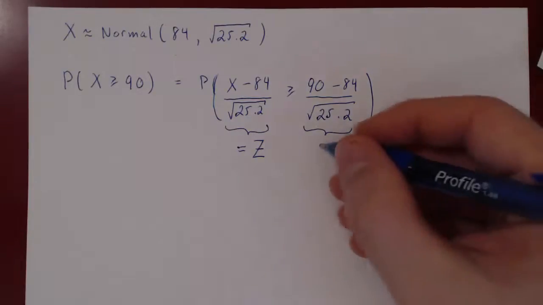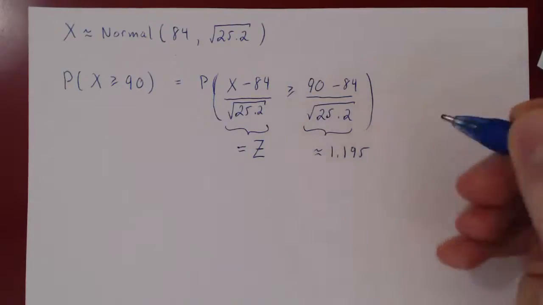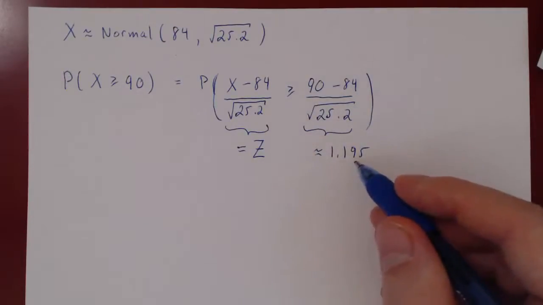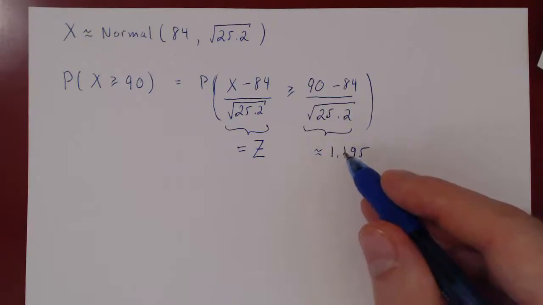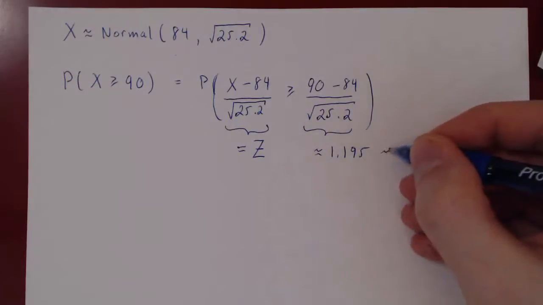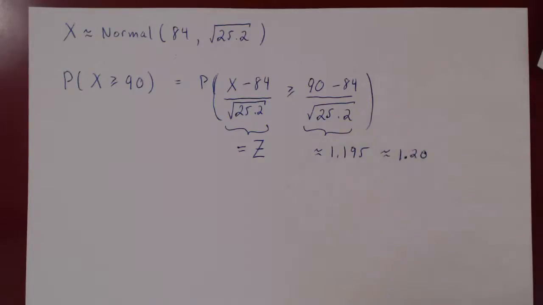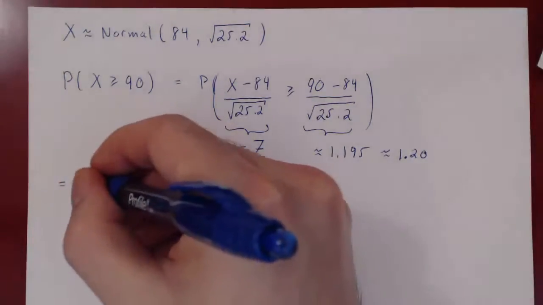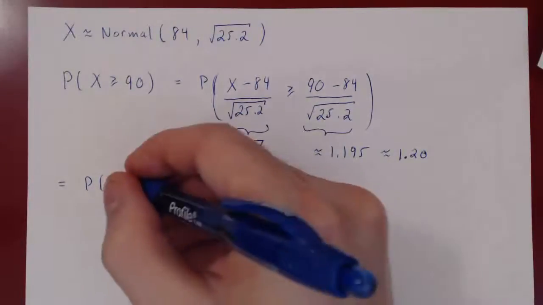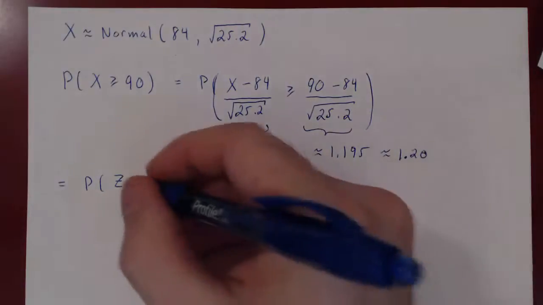And here you have two options really. It's 1.195, so you could round to 1.19 or 1.2, and that would really not be a big deal. Here, let's say we round off to approximately 1.2. So 1.20. Now we're good to go. This is now the probability that Z, the standard normal random variable, is at least 1.2.